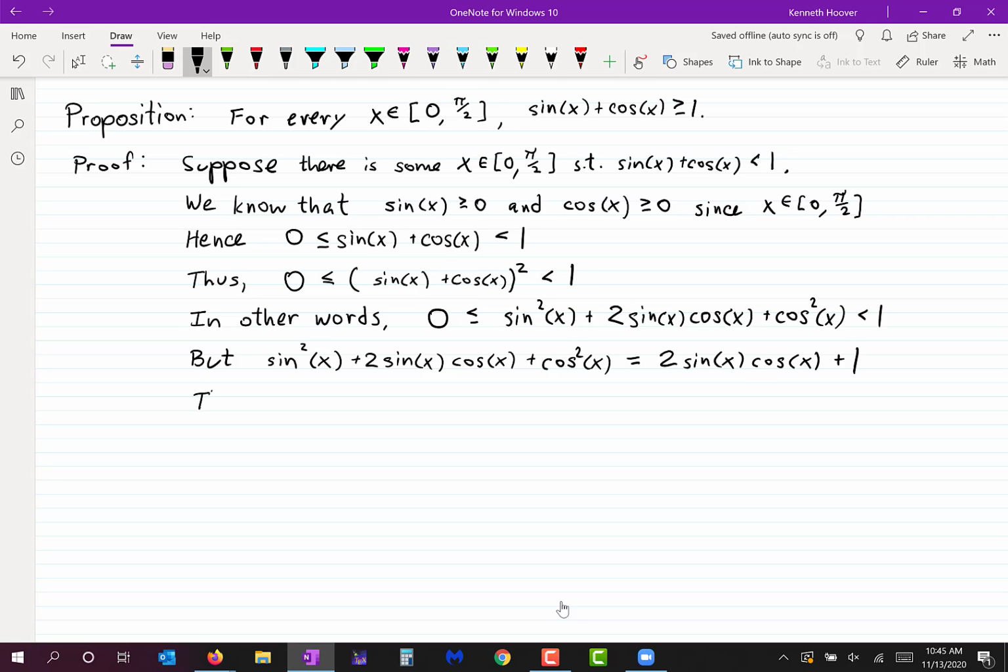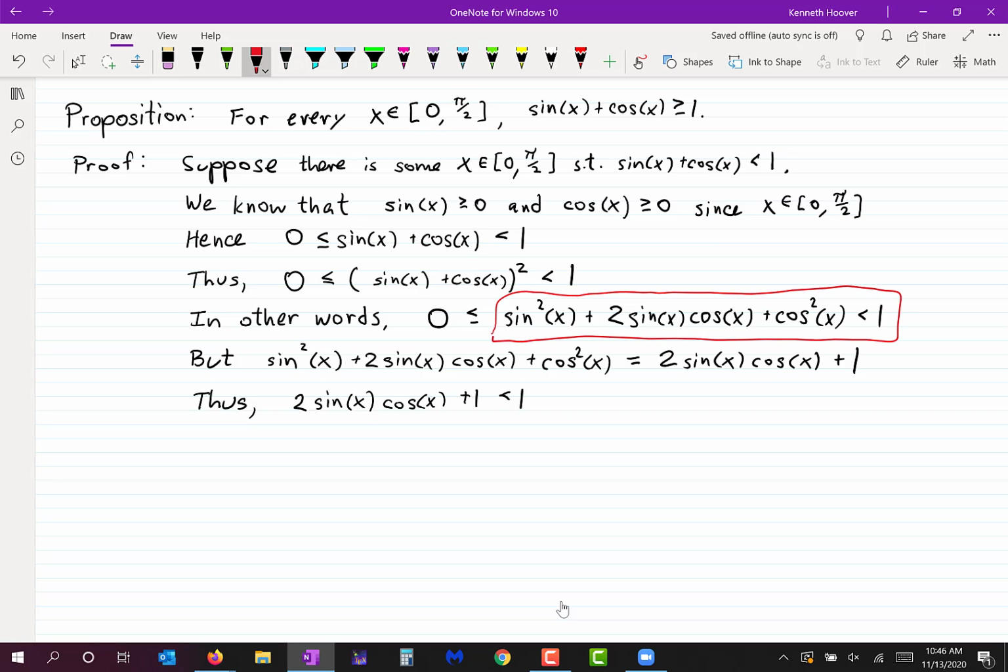Thus, 2 sine x cosine x plus 1 is less than 1. Where am I getting that from? Just right here. Okay. I had that. And then I pointed out that that stuff in the middle there equals 2 sine x cosine x plus 1. And then I just put that right here.